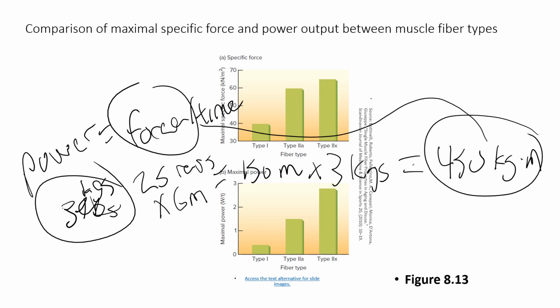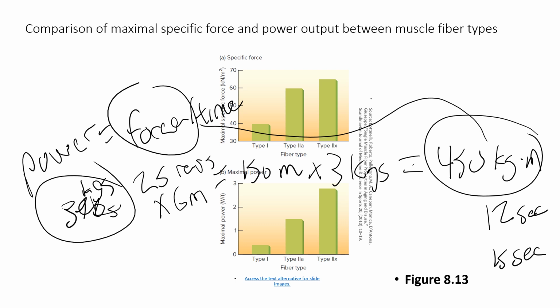this time you both try to complete this as fast as you possibly can. You both try to complete 25 revolutions against 3 kilograms of resistance as quickly as humanly possible, both of you. You have mostly type IIx muscle fibers and your clone has mostly type IIa muscle fibers. Let's just make something up. You complete this in 12 seconds and your clone completes this in 15 seconds. You completed it much faster than your clone did.